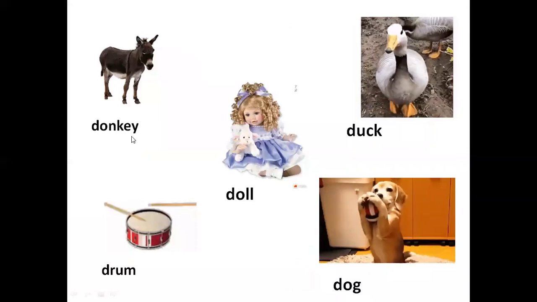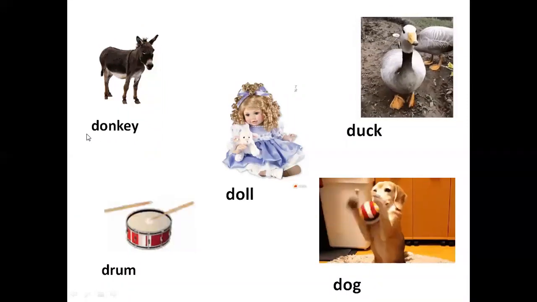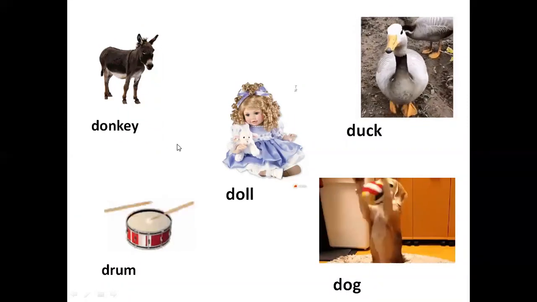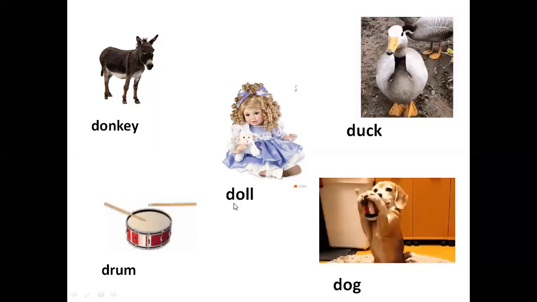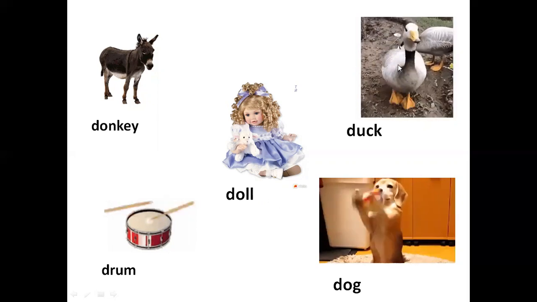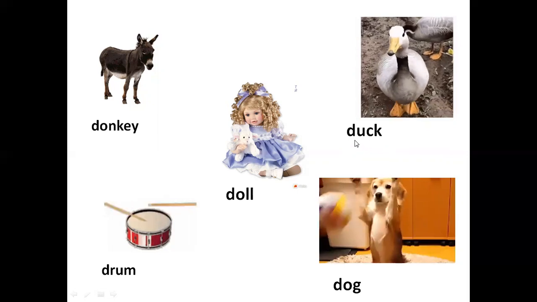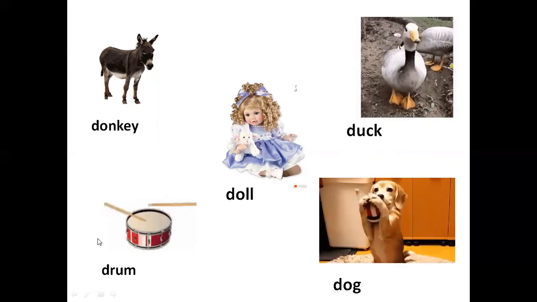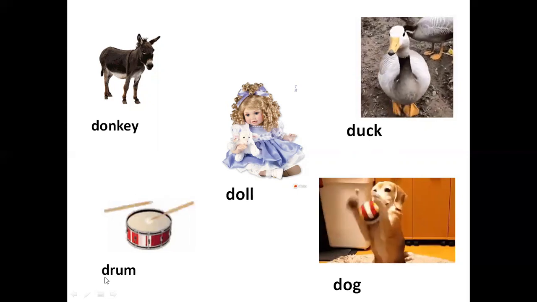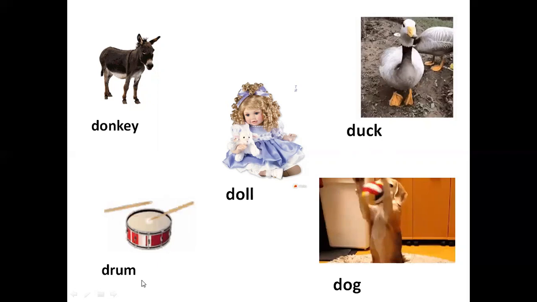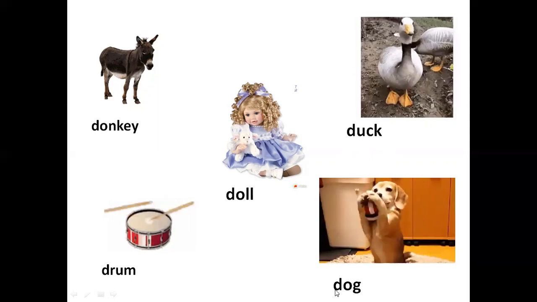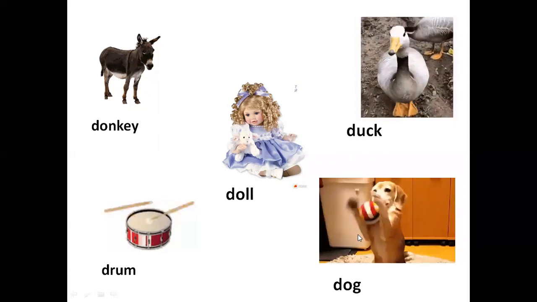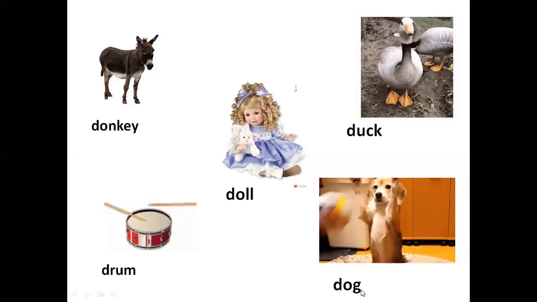So let's see if you read these or not. D, D, donkey. So what's the sound of the letter D? Then this is a D, doll. Then D for D, duck. See the duck. Now what about this? D, D, drum. And how about this? A dog. D, dog, playing with the ball. D, D, dog.